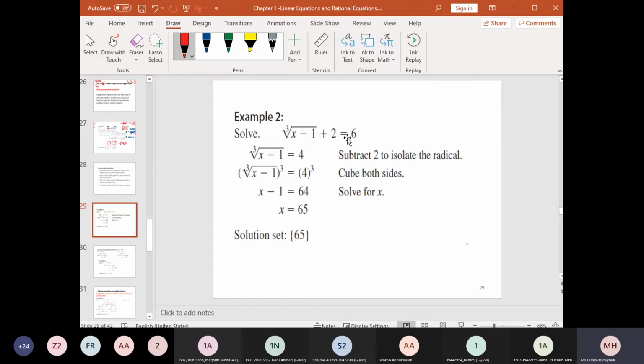To solve this kind of problem, I'll tell you the steps. First, take the radical and put it on one hand side, and the real numbers, take them to the other hand side and simplify them. So the first step: take the 2 to the other hand side and leave the radical on one side. We will have the third root of x minus 1 is equal to 6 minus 2, so it is equal to 4.